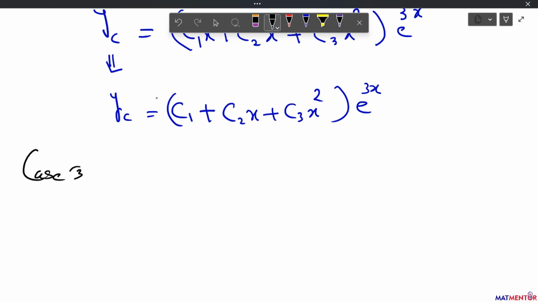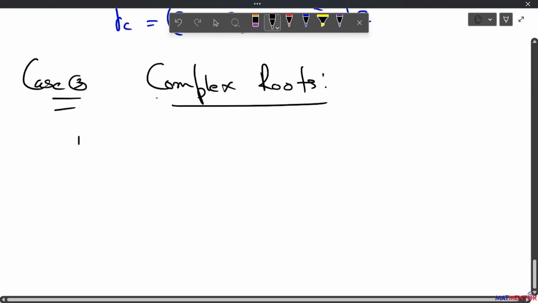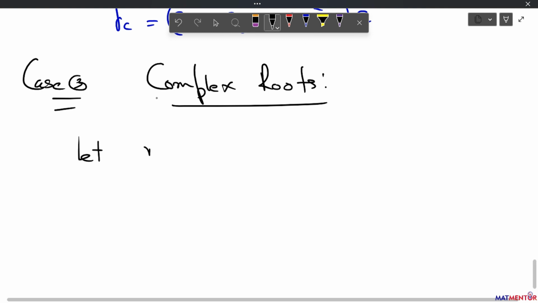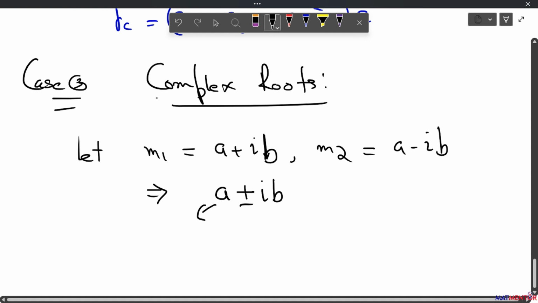Case 3. Okay, so the last case is complex roots. Okay, for example, I have m1. My m1 is a plus iota b, and m2 is a minus iota b. I can write this like a plus minus iota b. This a is basically the real part, and b is the imaginary part.